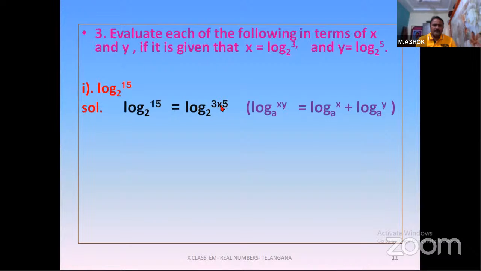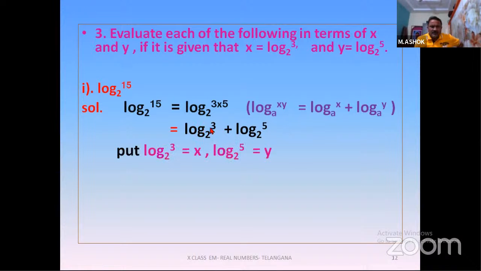3 fives are 15. So based on the log xy formula, it is log 3 plus log 5. The bases stay as they are, so log 3 base 2 plus log 5 base 2. It is given that log 3 base 2 is equal to x, and log 5 base 2 is equal to y. So simply put log 3 equal to x, log 5 equal to y. Now the log 15 base 2 value is x plus y.